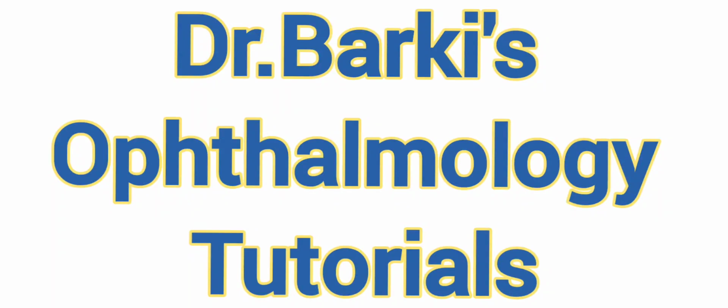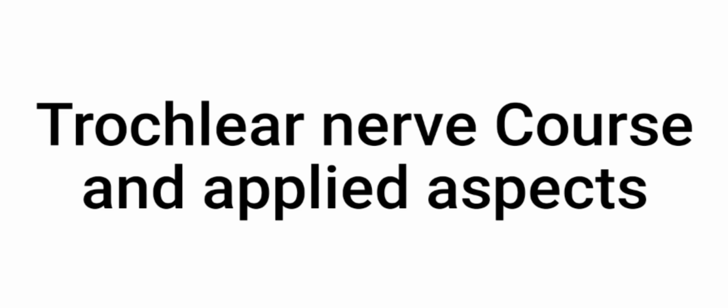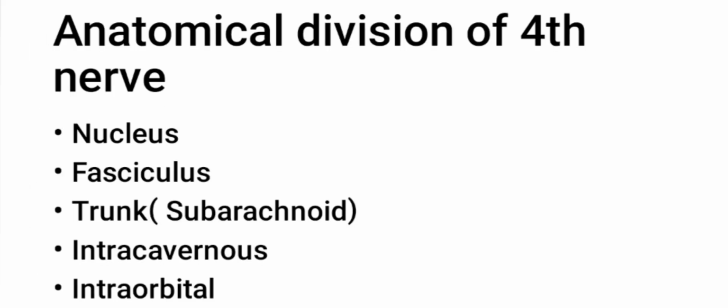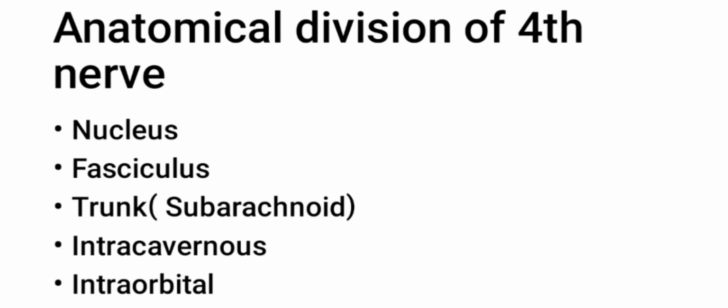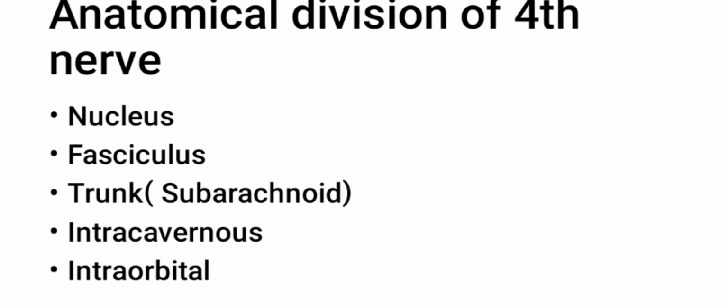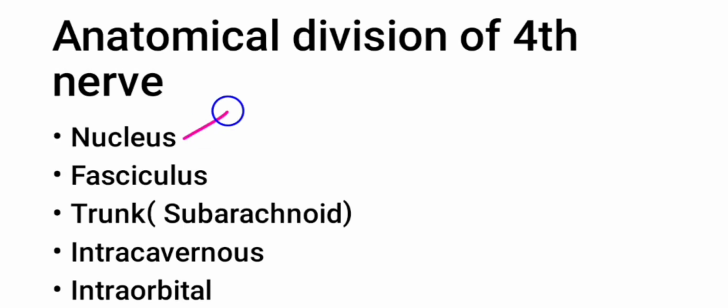Today we will discuss the trochlear nerve and its applied aspects. So the trochlear nerve is the fourth paired cranial nerve. It is the smallest cranial nerve and has only the somatic supply to the superior oblique muscle. If you come to the anatomical division of the fourth nerve, it has the nuclear part, fascicular part, trunk, which runs in the subarachnoid space, intracavernous part and the intraorbital part.